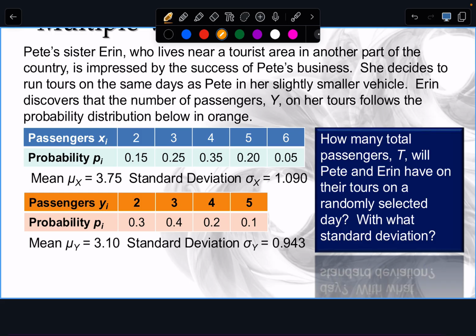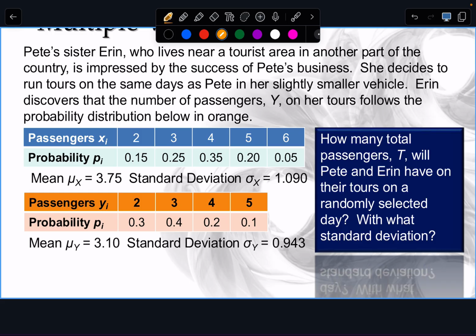So she's going to give tours exactly like Pete does. Her car is a little bit smaller. She can only hold up to 5 passengers at a time. And then again, based on empirical information, she creates the probability distribution there in orange. So yesterday we talked about, for Pete, his mean number of passengers, so how many he expects to have on average, would be 3.75, standard deviation of 1.09. Erin's expected value would be 3.1 passengers with a standard deviation of 0.943, and those are both found using the general formulas from last week.